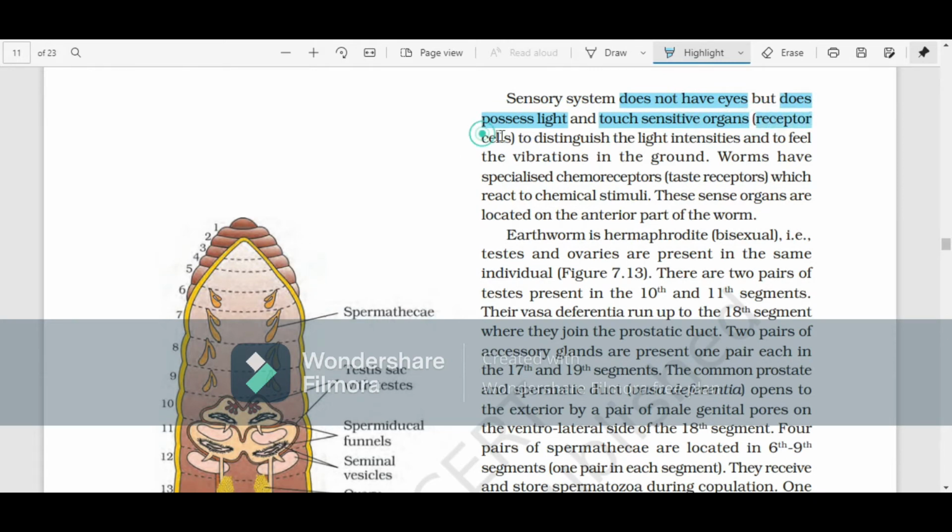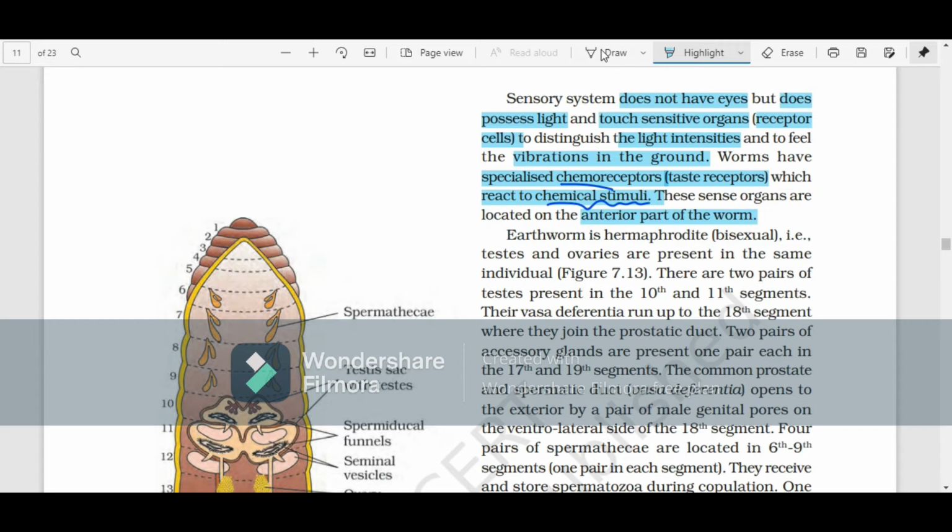These are the work of receptor cells to distinguish light intensities and to feel the vibrations in the ground. They also have specialized chemoreceptors, which are basically the taste receptors that react to chemical stimuli. For any kind of chemical stimuli, these chemoreceptors are used. These sense organs are located on the anterior part of the worm.